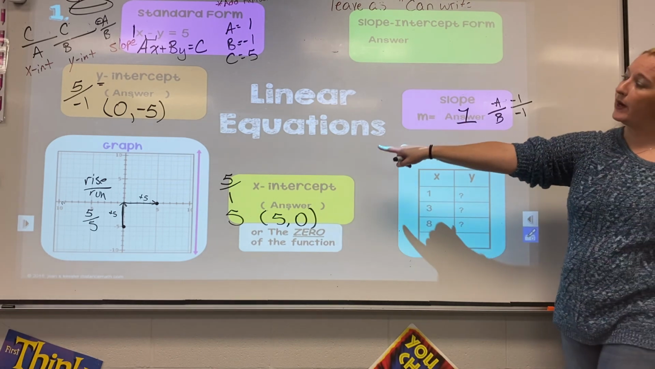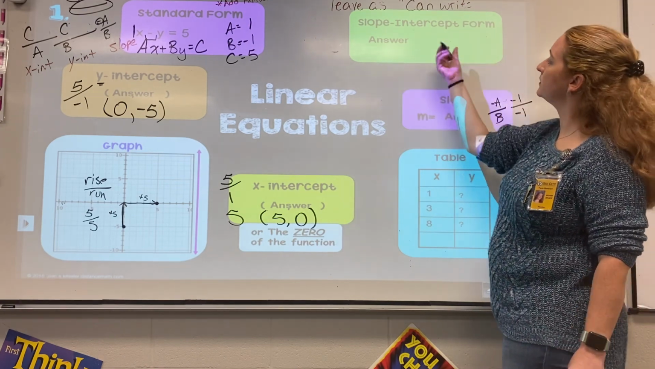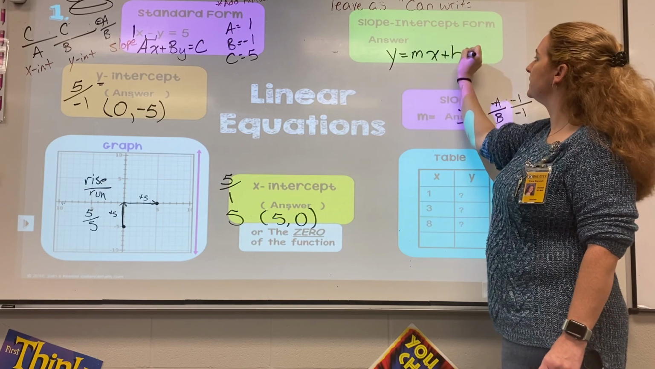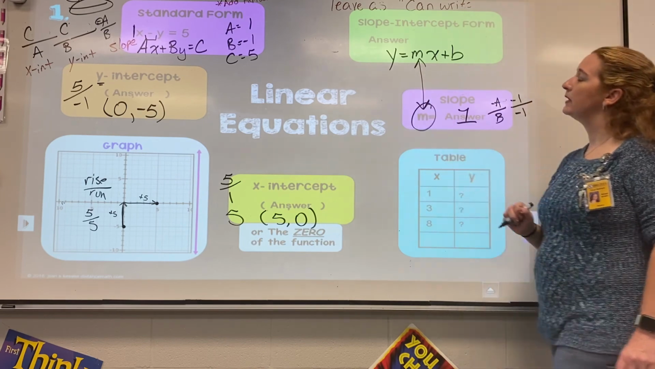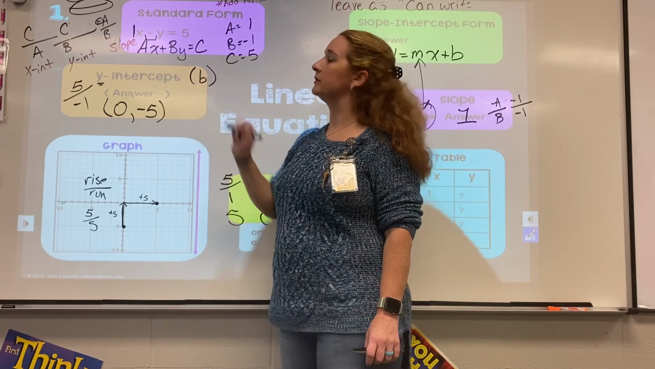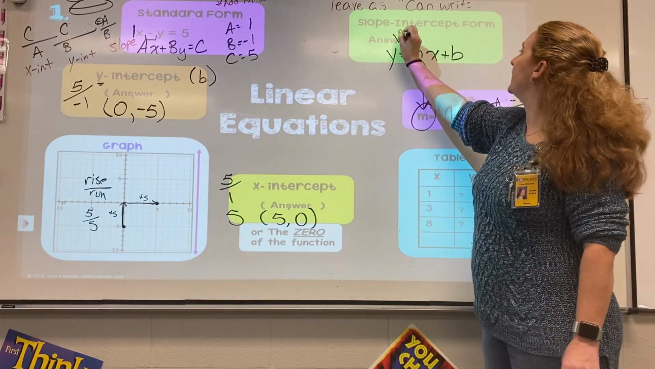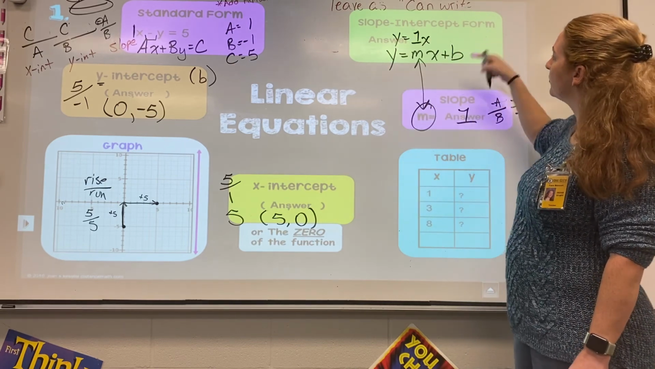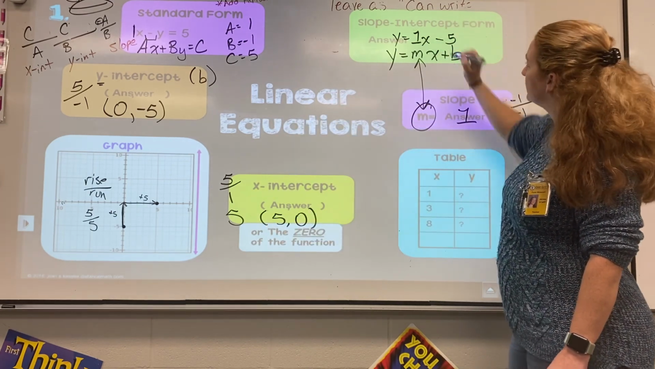So now that I have my y-intercept and my slope, I can figure out my slope-intercept form. Slope-intercept form is y equals mx plus b. My m is my slope. My b is my y-intercept. So my m is 1. So I've got y equals 1x plus b, which is negative 5. So it's actually minus 5.